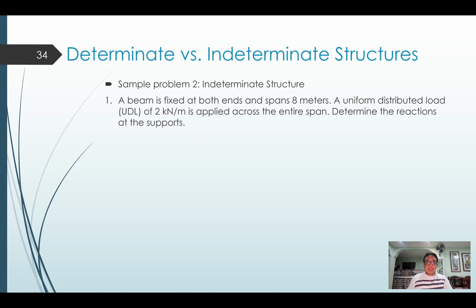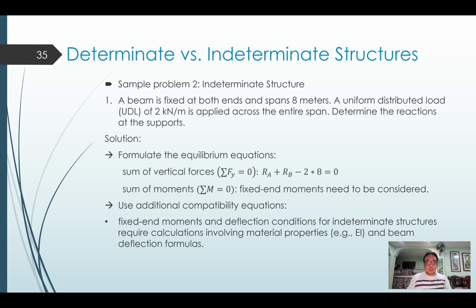Next, sample number 2, indeterminate structures. A beam is fixed at both ends and spans 8 meters. A uniformly distributed load, or UDL, of 2 kilonewton per meter is applied across the entire span. Determine the reactions at the supports. Solutions. We will formulate the equilibrium equations. Sum of the vertical forces: Ra plus Rb minus 2 times 8 is equal to 0. Sum of moments: the fixed end moments need to be considered. Use of additional compatibility equations.